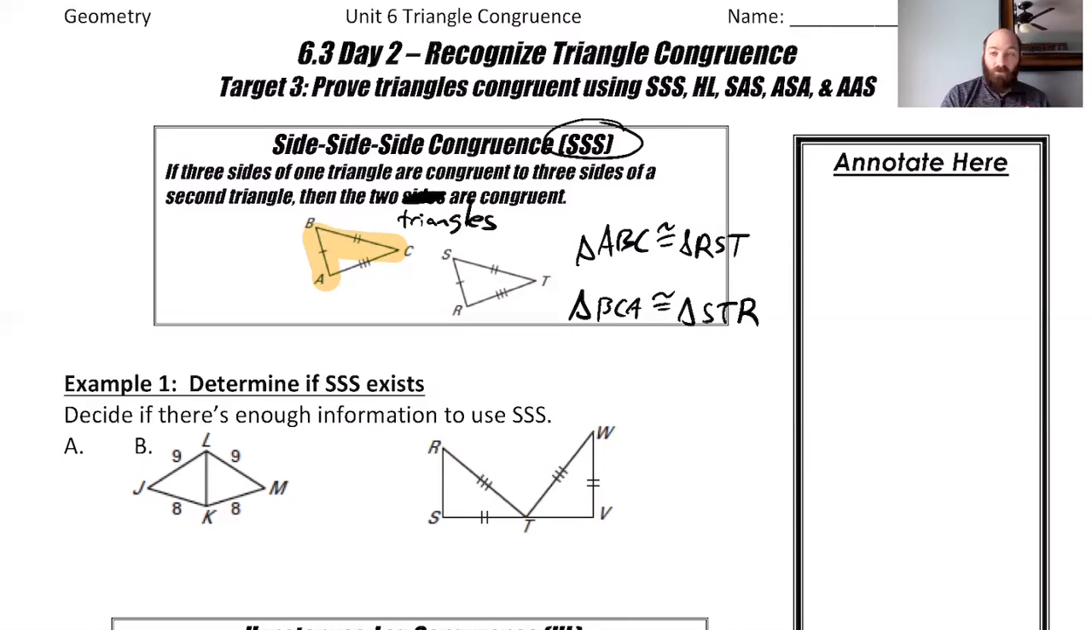And again, another kind of a flashback to when we did this before, you can identify certain things like angle B and angle S are congruent to each other. Angle C and angle T are congruent to each other. Angle A and angle R congruent to each other.